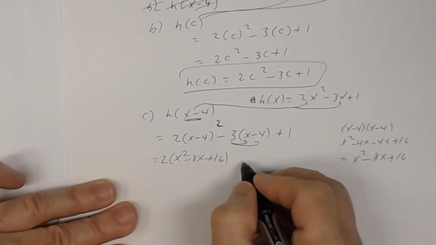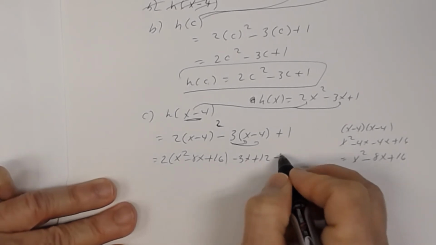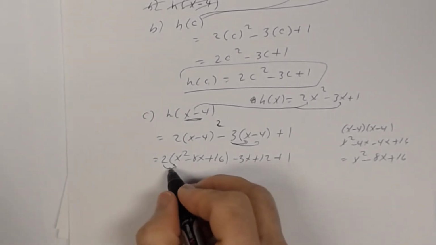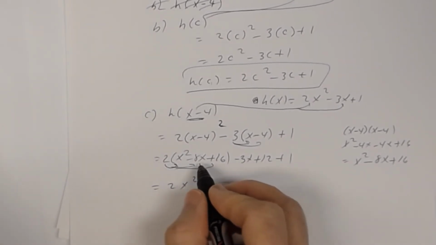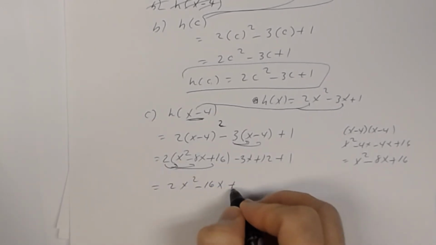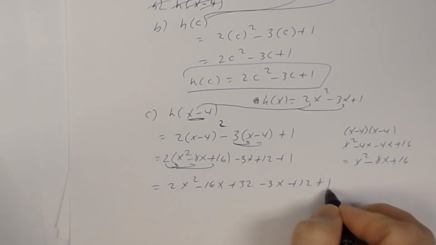Here, I'm going to go ahead and distribute now. Negative 3 times x is negative 3x. Negative 3 times a negative 4 is a positive 12, and then plus 1. And now I'm going to go over here and distribute this. So I get 2x squared. 2 times a negative 8x is a negative 16x. 2 times 16 is 32. And then minus 3x plus 12 plus 1.